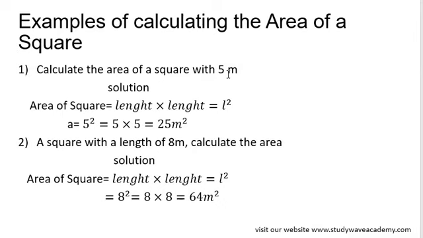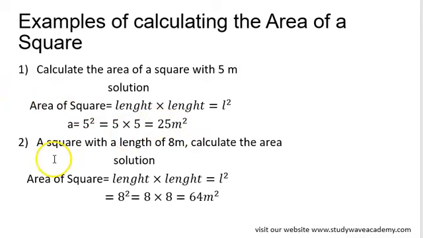So what do we do first? We write out our area of the square formula, which is length times length, or you can write it as L squared. First of all, we input our number into our formula. We have the area of a square equals 5 squared, which equals 5 times 5. And when we multiply 5 by 5, it will give us what? 25 meters squared. So the area of this square will be 25 meters squared.